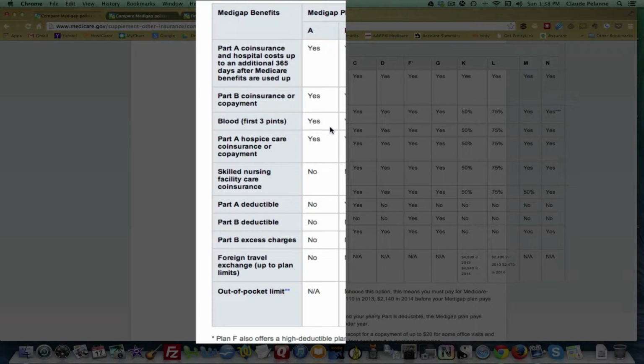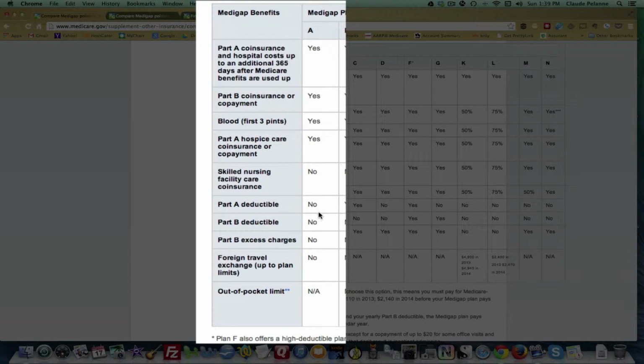3 pints of blood, Plan A will pay for. Hospice care, if you need hospice care, end of life, co-insurance and co-payments, it will pay for that. Skilled nursing, convalescent care coming off of a hospital procedure, it will not pay. And that can be substantial.